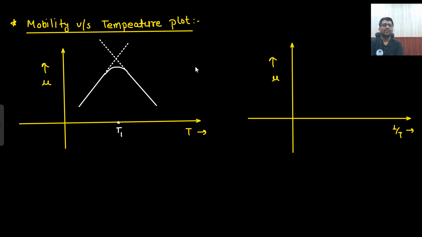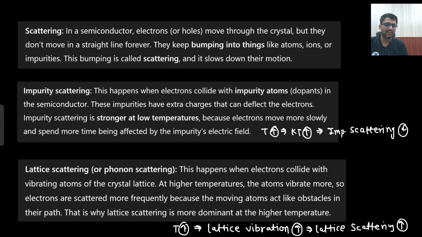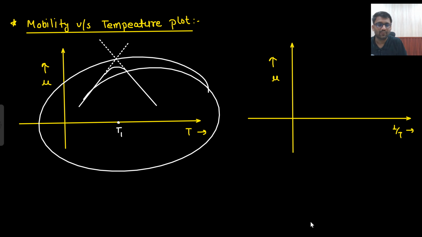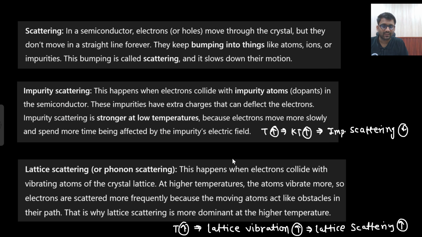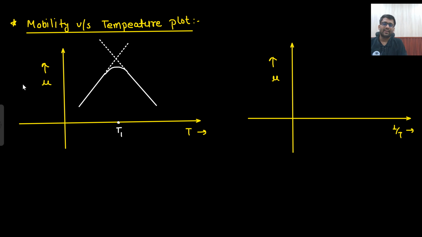If you are not able to understand, hopefully you should be able to, because I have spent roughly 20 to 25 minutes just to explain all these phenomena and only this graph. Our target was to make this graph only. Just to make this graph, we have understood impurity scattering, lattice scattering, and how they depend on the temperature. Based on that, I hope you should be able to draw this graph on your own. In the low temperature range, with the increase in temperature, mobility will increase. But in the high temperature range, with the increase in temperature, mobility will decrease.